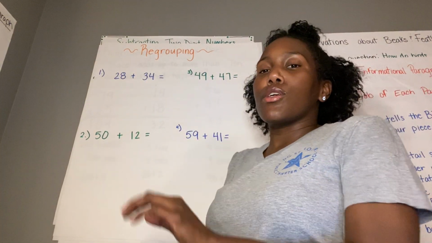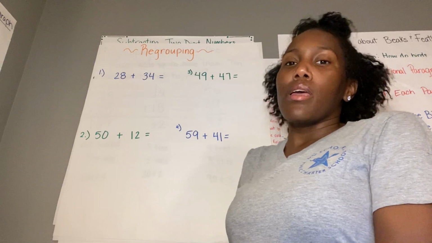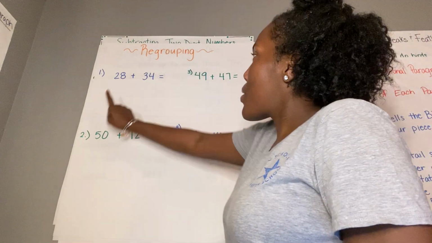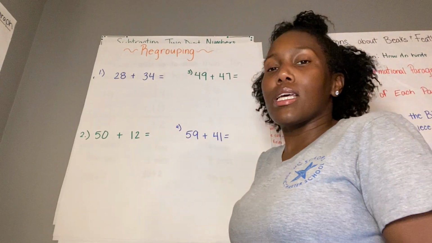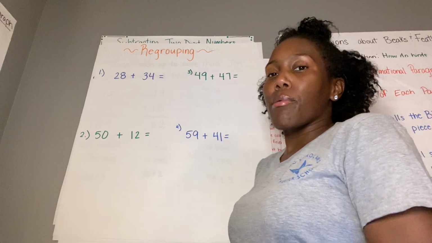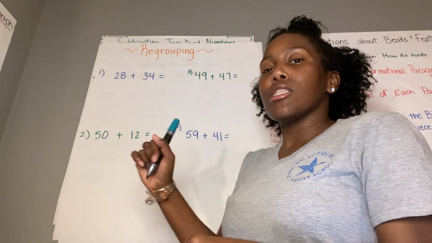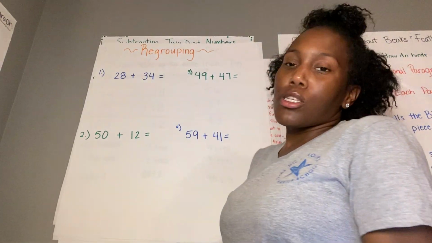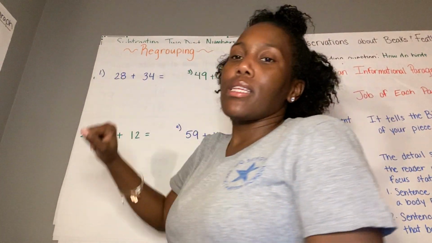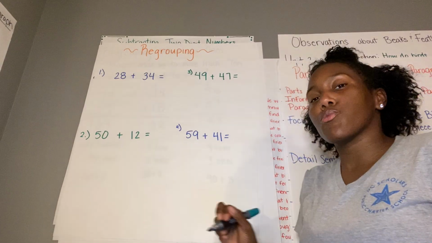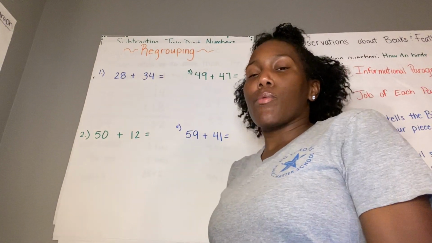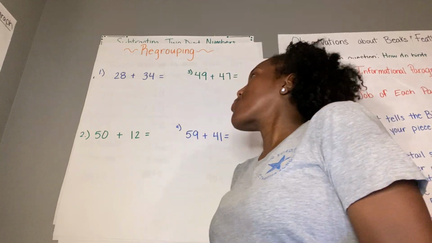Now, I said that we were going to use that expanded form to solve our problems. And what I mean by that is we're going to break each number down into its expanded form. That means that we're going to show each number as its tens and its ones. So I'm just going to start working from left to right. And if I were to break 28 down into its tens and its ones, how many groups of tens does it have? How many ones does it have? And what is the value of them both?